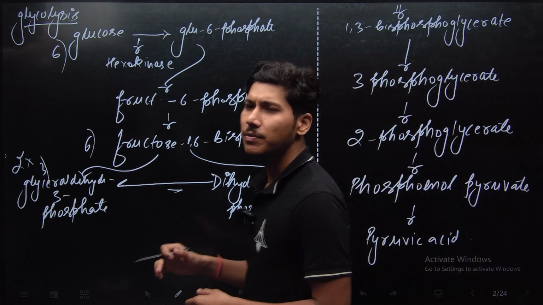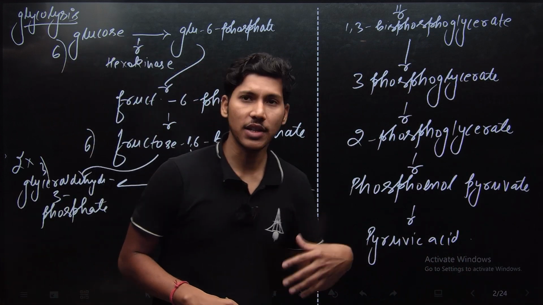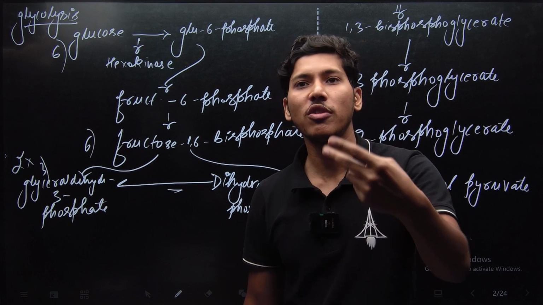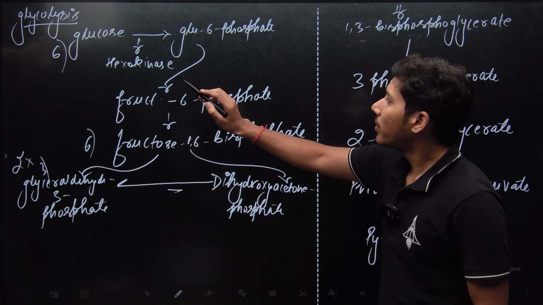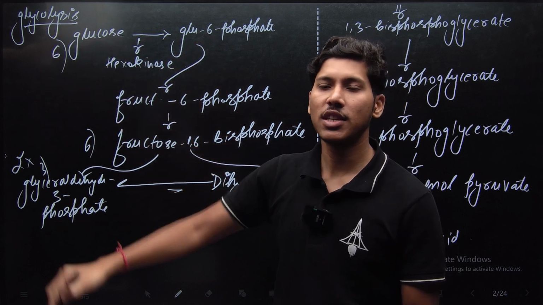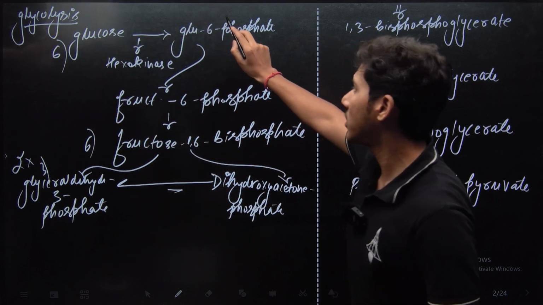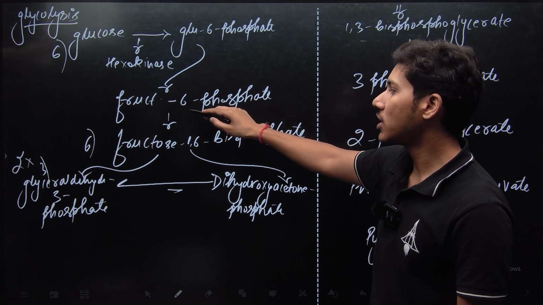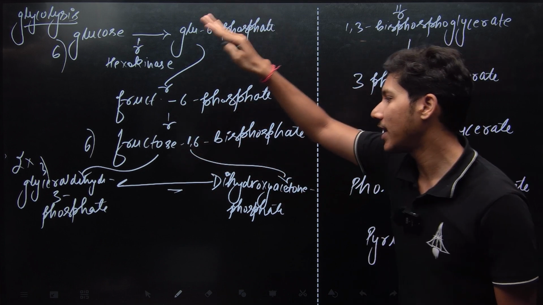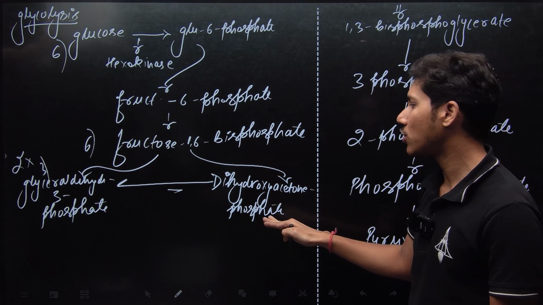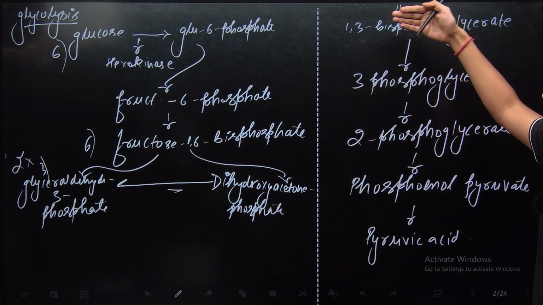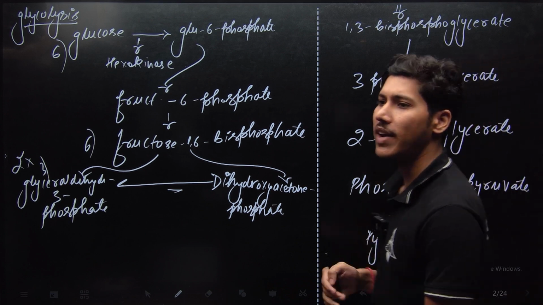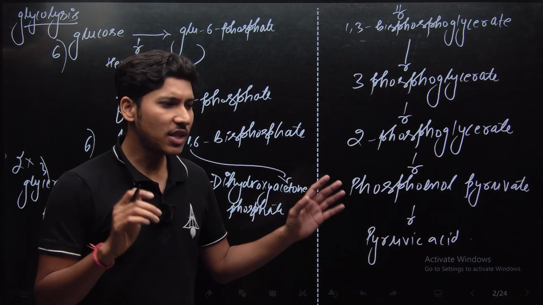Let's see. So glycolysis is a reaction in which glucose is broken down. One glucose is broken down into 2 molecules of pyruvic acid. It occurs via 10 sequential steps. Glucose is broken down into glucose 6-phosphate in the presence of hexokinase, followed by its conversion to fructose 6-phosphate, fructose 1,6-bisphosphate, then glyceraldehyde 3-phosphate and dihydroxyacetone phosphate, followed by formation of 1,3-bisphosphoglycerate, 3-phosphoglycerate, 2-phosphoglycerate, phosphoenol pyruvate, and then pyruvic acid. This is the typical glycolytic cycle.